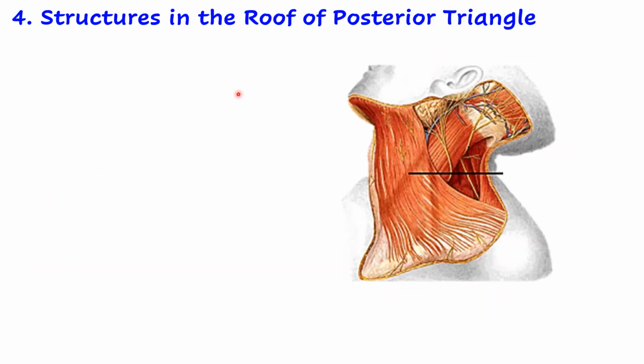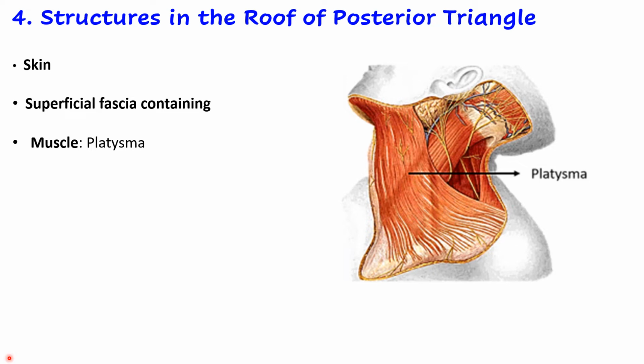Now let us look at the structures in the roof of the posterior triangle. So what we have to remember is this triangle is formed, its floor will be formed by the muscles, and the roof will be formed by which structures? The skin will be there, superficial fascia will be there, and then deep fascia will be also there. So skin, superficial fascia, which will be containing certain structures like muscle, cutaneous nerves, veins, that will be present. And then we will have the deep fascia. After deep fascia, we will have the contents of the triangle, and then we will have the floor which will be formed by muscles.